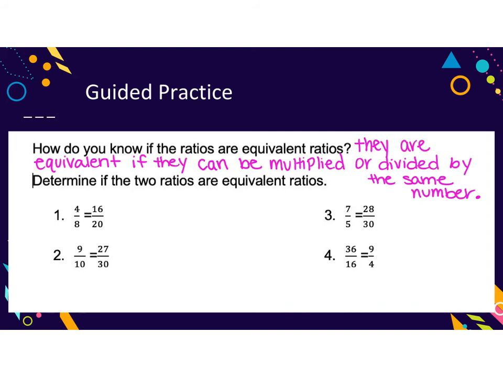So with our questions down below, let's determine if the two ratios we see are equivalent ratios. I'll start with my numerators for each one. So I think about how I got from 4 to 16. We multiplied by 4. So then I would also need to multiply by 4 for my denominators. Well, 8 times 4 is 32, not 20. So these are not equivalent ratios.